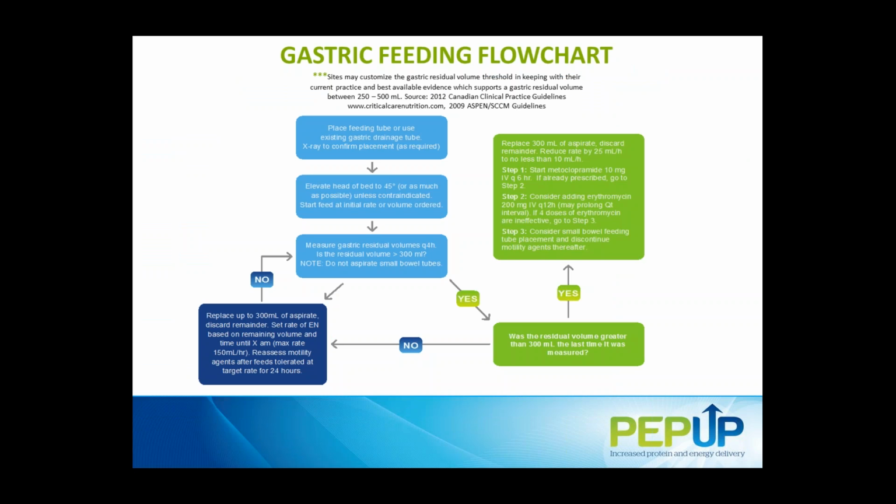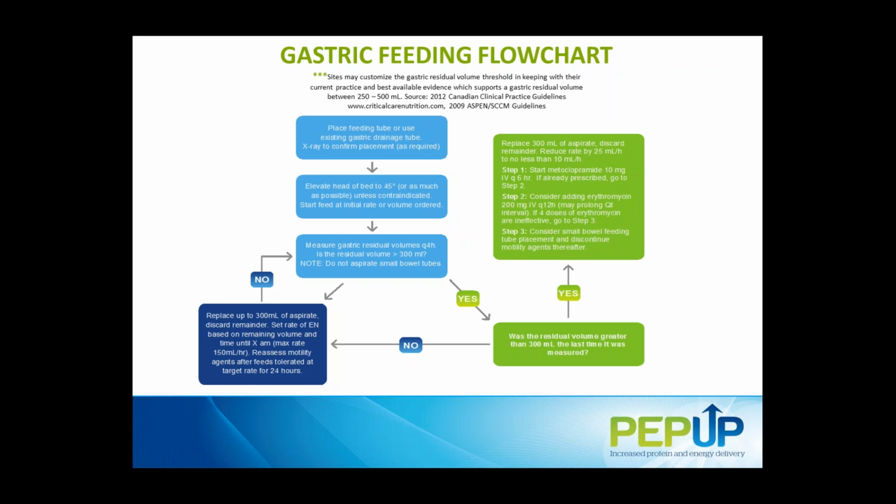This is the gastric feeding flow chart, and this was a really important tool for us because prior to PEP UP, we didn't really have a great standardized way of managing residuals, and it seems like each of our intensivists had their own idea of what to do. So this really helped us to standardize things. I know it's probably a little bit squinty and hard to read, but if you take a look at the green box on the right-hand side, you can see that it directs the nurses through a series of strategies to manage gastric residual volumes instead of that knee-jerk reaction of just turning the feeds off.